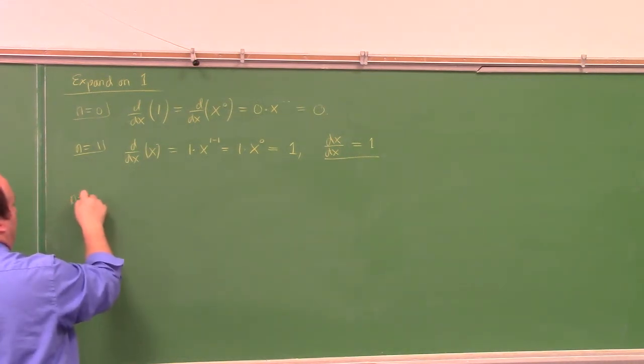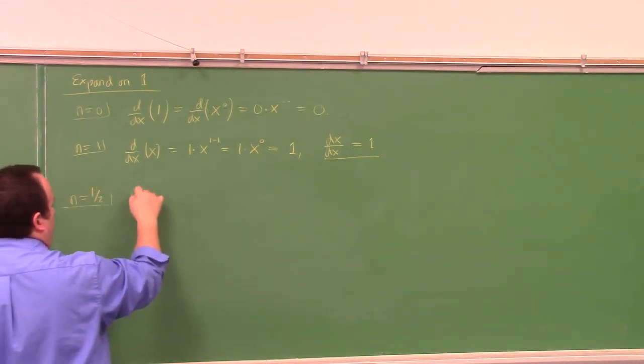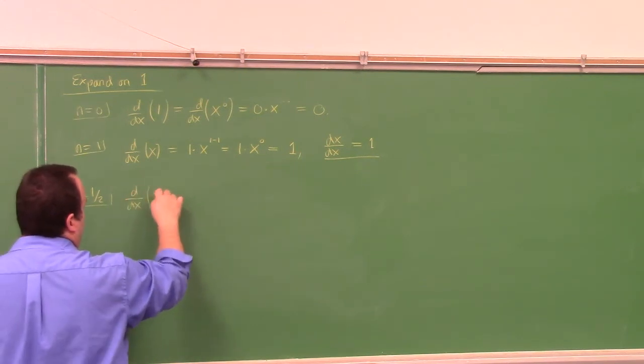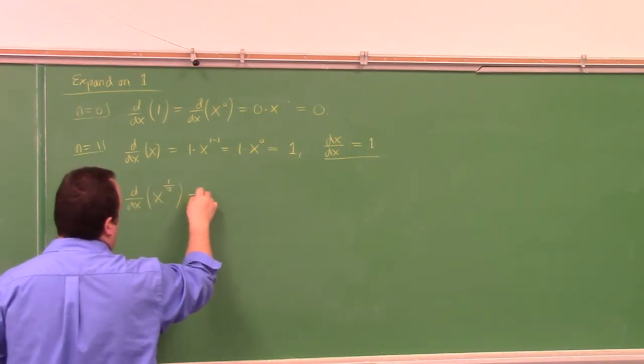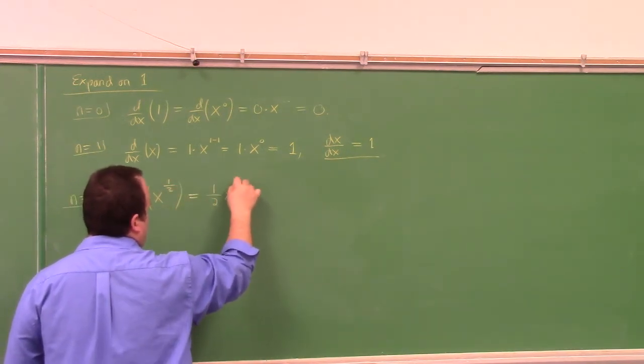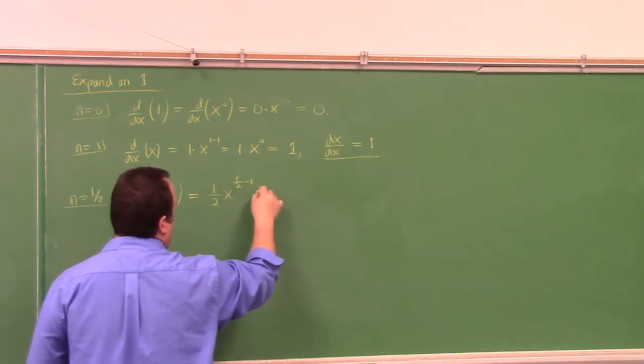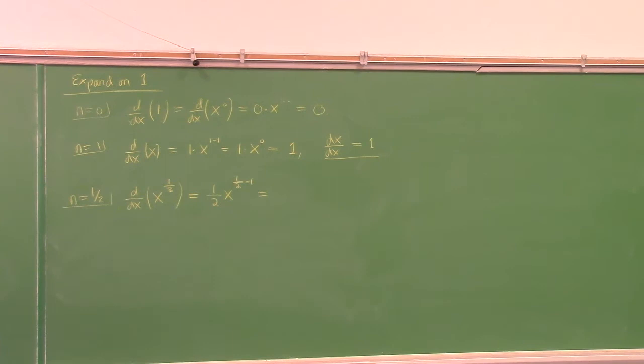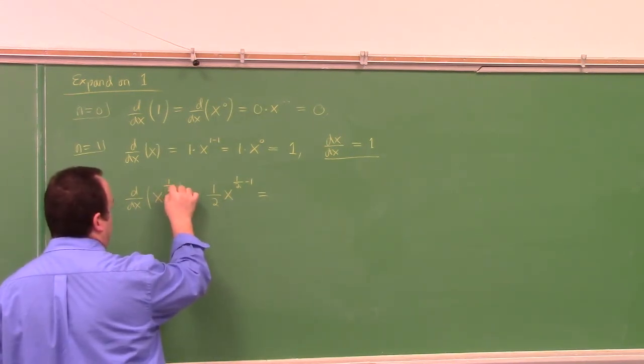How about n equals a half? How does that work? We do 1/2 x to the 1/2 minus 1. So you bring the 1/2 down, so then it's in front of x. Yeah, this is the power rule. It's the power times x to the power minus 1. That's how we differentiate x to the n with the power rule.